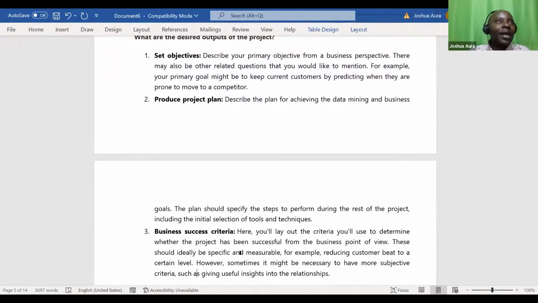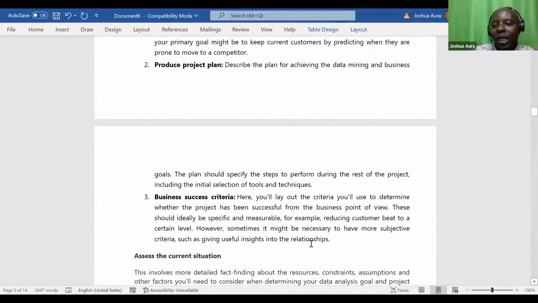Business success criteria. And the business success criteria, ladies and gentlemen, of course, I'll be defining my milestones. At what point do I say, have I succeeded? Here you lay out the criteria you will use to determine whether the project has been successful from the business point of view. These should ideally be specific and measurable. For example, reducing customer churn to a certain level. However, sometimes it might be necessary to have more subjective criteria, such as giving useful insights into the relationships.